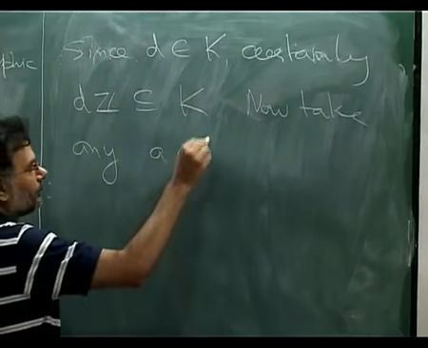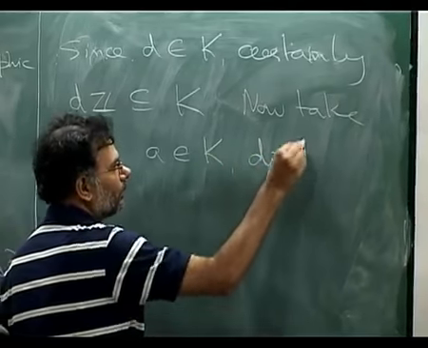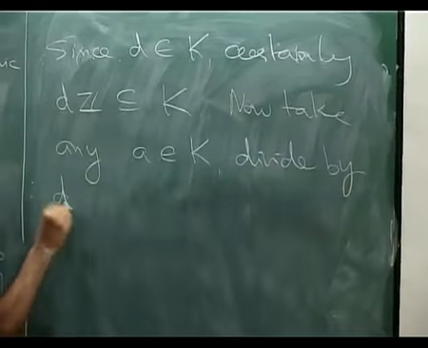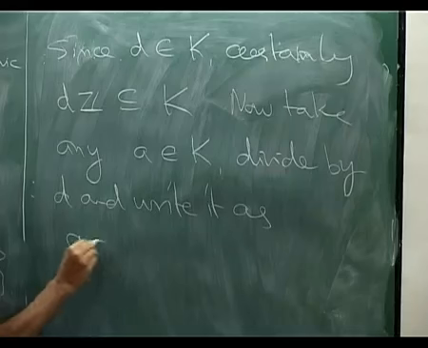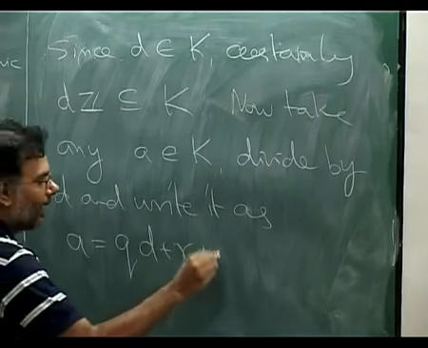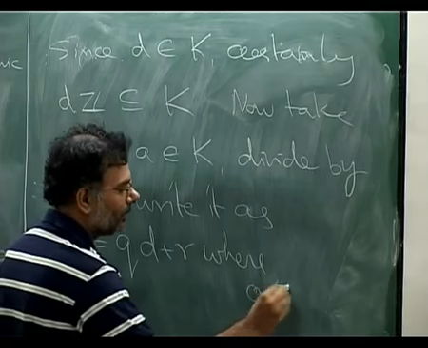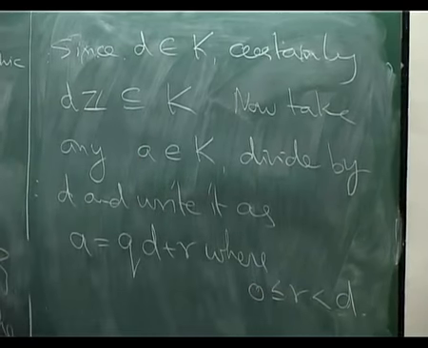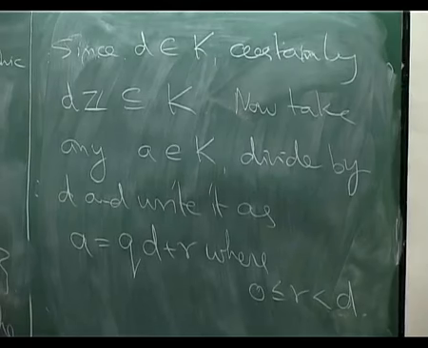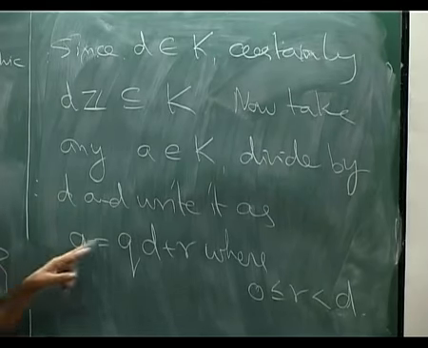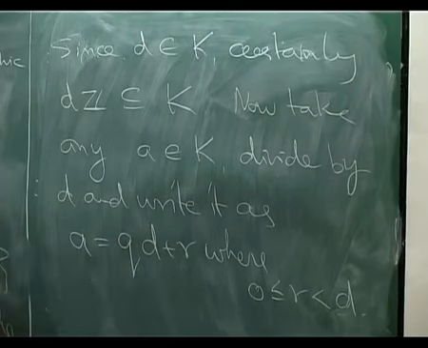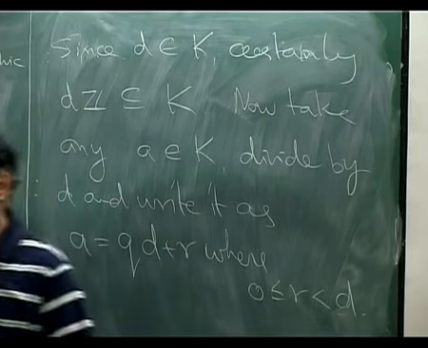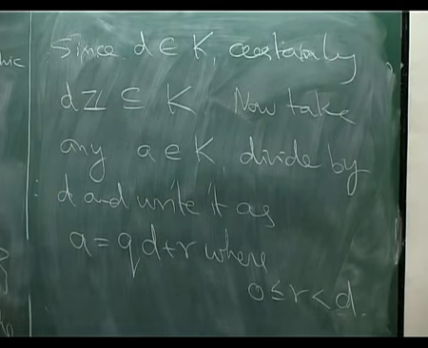Now take any element of K, any A in K, divide by D and write it as A equals QD plus R, where R lies between 0 and D. R can be 0 but strictly less than D. Now look at this, A belongs to K, we know that, D belongs to K, so A minus QD also belongs to K. That means R has to belong to K, but R is smaller than D and D was the smallest positive element of K, so that means R cannot be positive, which means R must be 0.